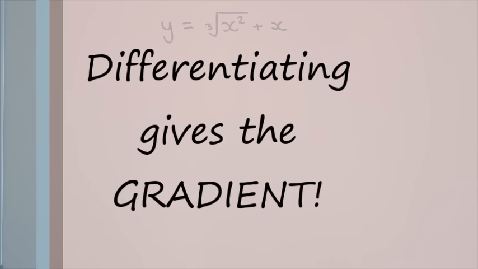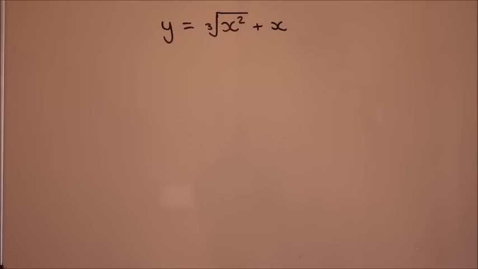So far you've been able to find the gradient of a straight line, where the gradient's the same all along it. But for anything that's not straight, for any curve, the gradient's constantly changing. So to be able to find the gradient at any point, you need to differentiate and then put in the x value for where you want to find the gradient. Obviously, it will be different for every point on the graph. So differentiating gives you gradient.